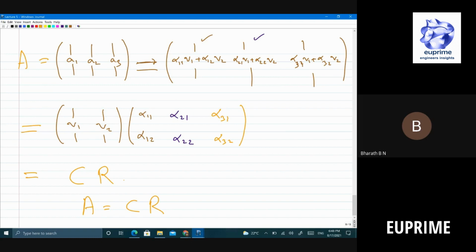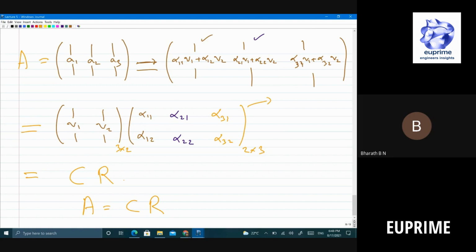Okay, so this is 2 cross 3. This is 3 cross 2. Okay, so what can you say about the rank of this guy? What can you say about the row rank of this guy, R? 2, right? It cannot be more than 2. Well, it could be 1 also. We don't know, but at most 2, not more than that, right?